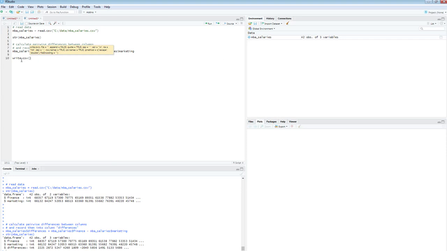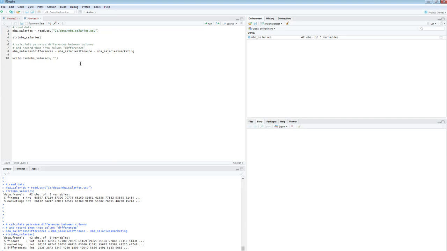So I'm going to say write.csv. That will actually create the CSV file for me, so I'm making my own CSV file. I'm going to say write the content of my data frame MBA Salaries, that's what I have to dump into my CSV file, and now I have to specify the full name of the file, exactly the same way we specify the full name when we're reading the file.